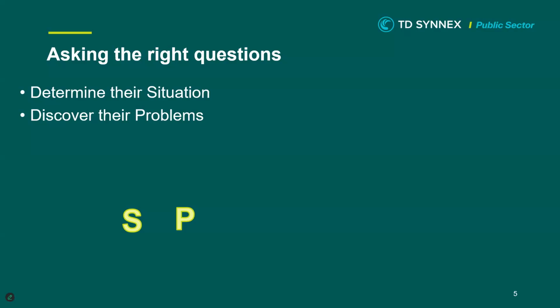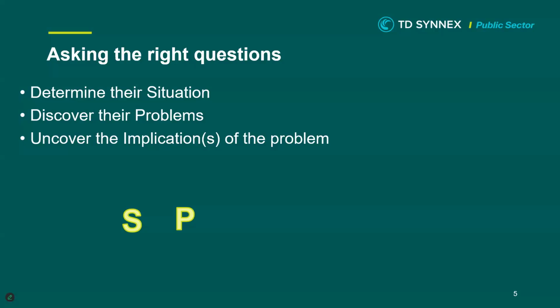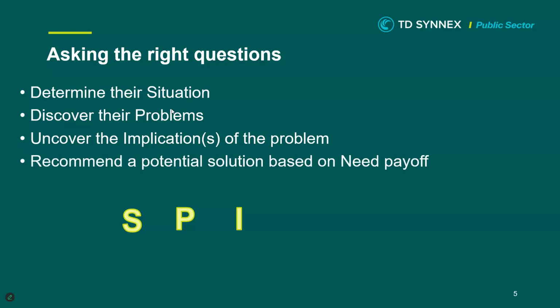I probably don't need to spell this out for you, but I'm going to do it anyway. Third, and this is the part that we miss the most, is we uncover, or we should be uncovering with questions, the implications of the problem, the so what, if you will, which is the I. And then the last piece of this is recommend a potential solution after you've determined their situation, talked about their problems, uncovered implications. Then you might be able to recommend a potential solution based on what's called a need payoff, which is the N.